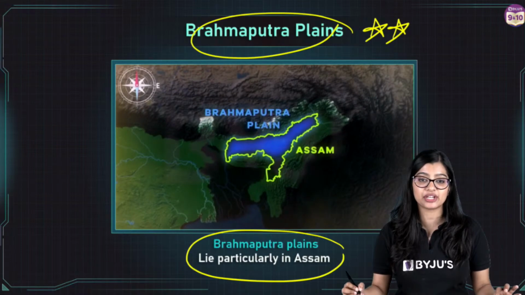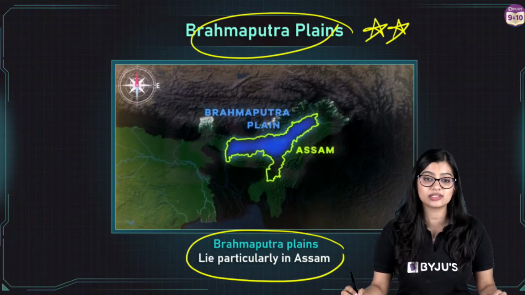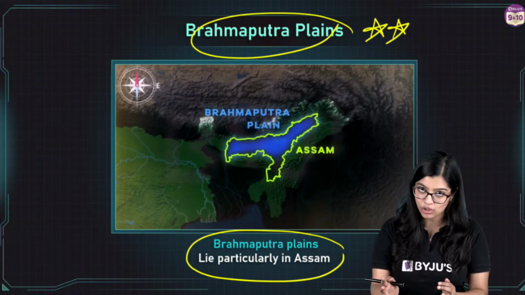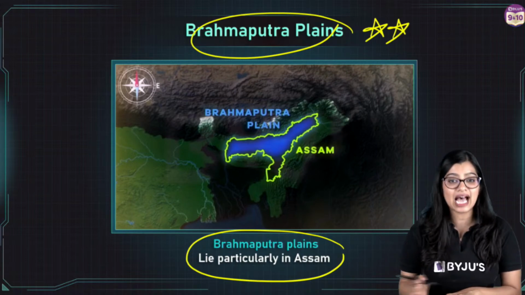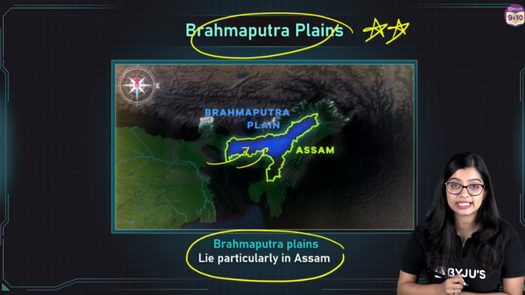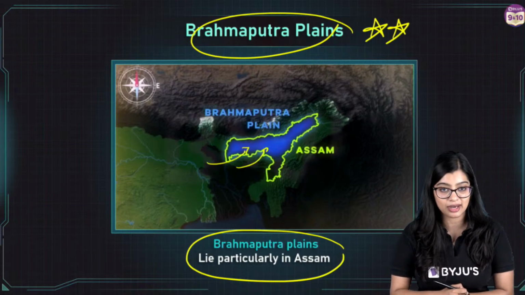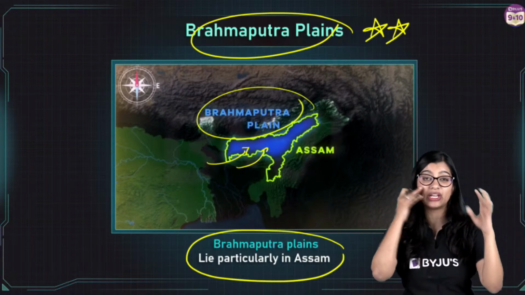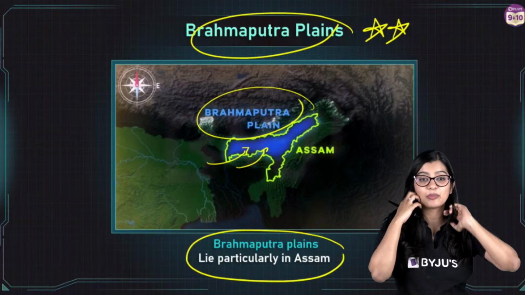Because the next bifurcation I'm going to talk about is what is going to confuse you. The Brahmaputra plains are the part of the northern plain that lies in the northeast side, mainly in Assam, right? And we know that this area is drained by the Brahmaputra river.